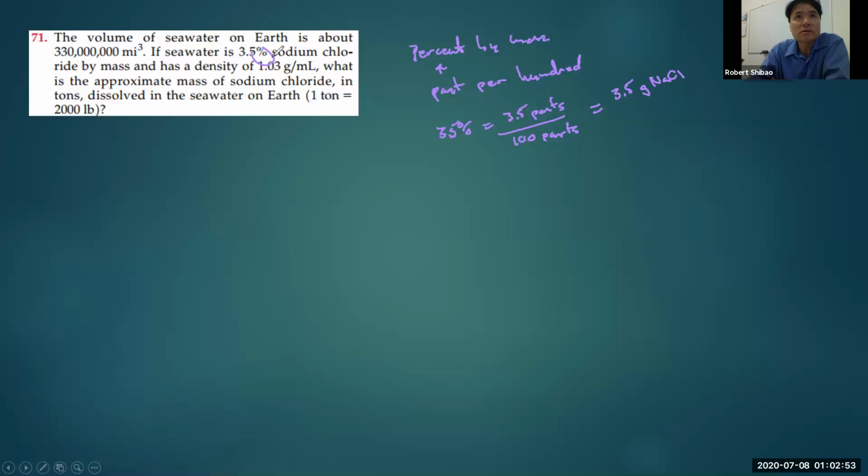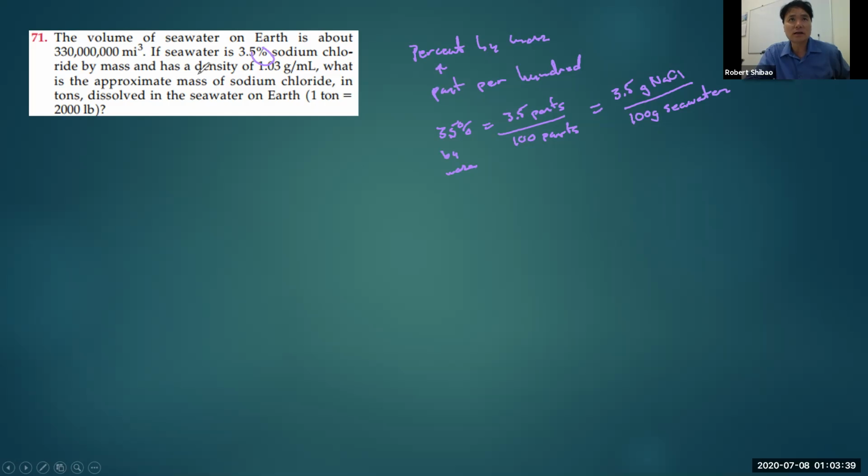Okay, if seawater is 3.5%, that's 3.5 grams of sodium chloride for every 100 grams of what? In this case, it's for every 100 grams of seawater. So if you take 100 grams of seawater, 3.5 grams of that will be sodium chloride, and 96.5 grams will be water and other stuff. And so that's what we have by mass. We could use any units here. It could be 3.5 pounds. If I had 100 pounds of seawater, I'd have 3.5 pounds of sodium chloride. Scales that way.